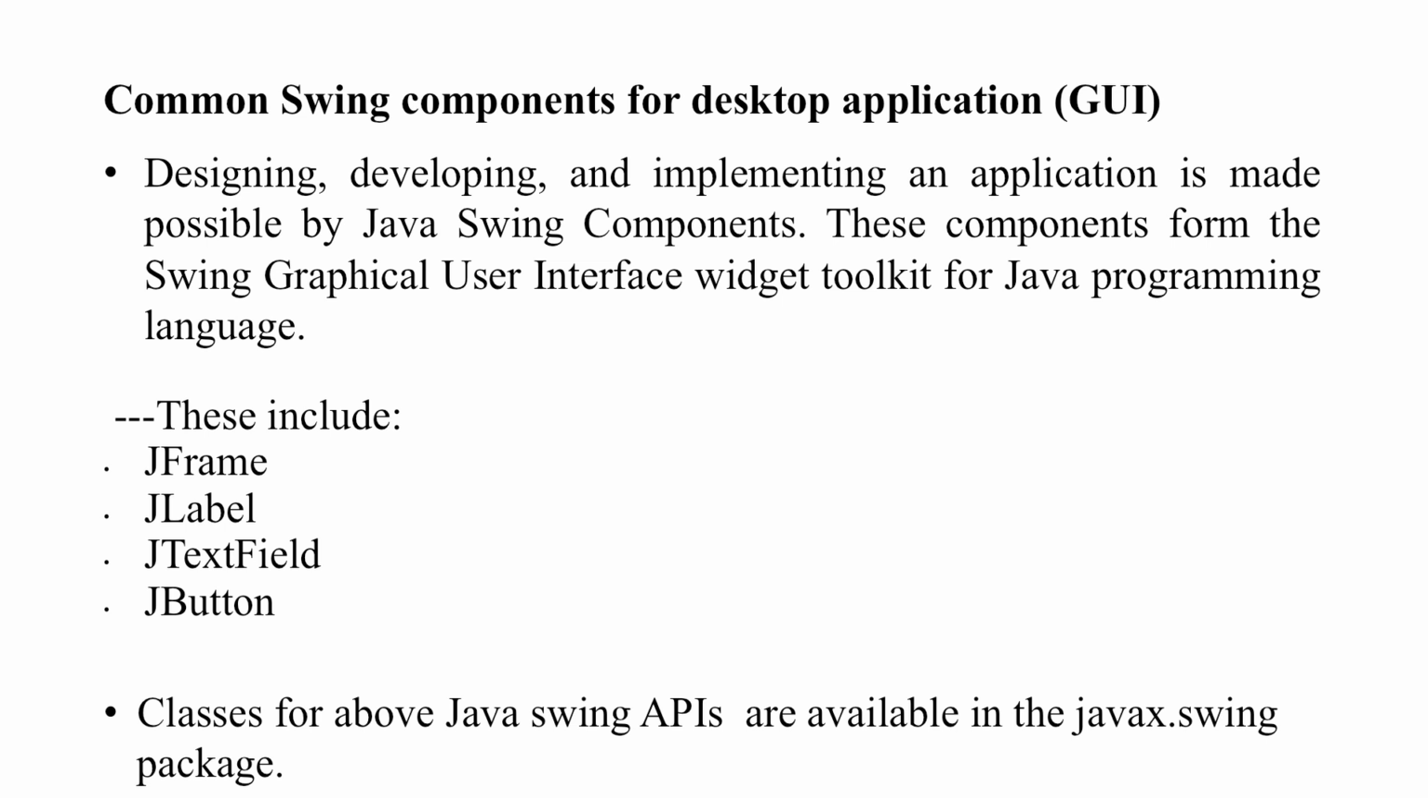So we have Java Swing components which make up the Swing graphical user interface toolkit for the Java programming language. The different components are JFrame, JLabel, JTextField, JTextArea, JButton, and others. Classes for the Java Swing API are available in the javax.swing package for these components.